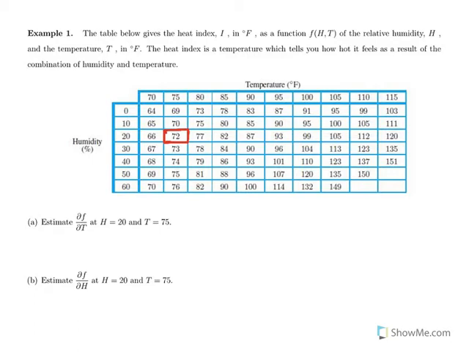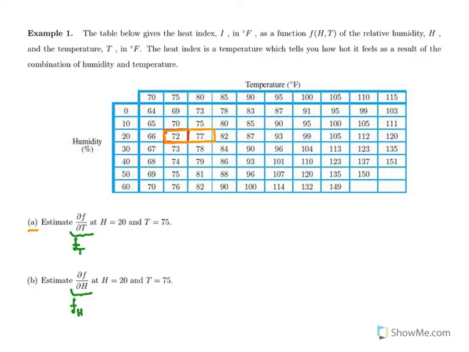Let's recall that this notation is the same thing as saying F with a little subscript of capital T, and this is F with a little subscript of capital H. Just different notation for the partial derivatives. So to estimate this, we're going to have to use the table of values. And note for the first one here, for A, we're going to look at with respect to T, so we're going to go over in the T direction. We're going to look at what happens if we go a little bit in the T direction.